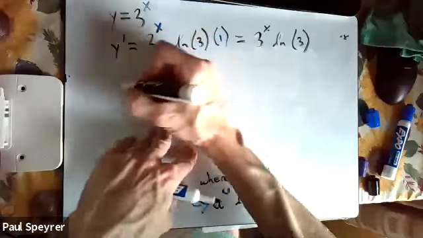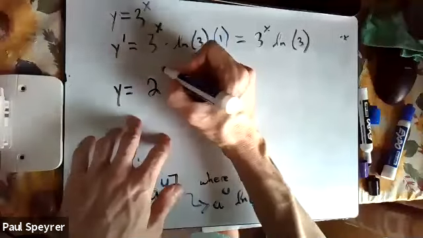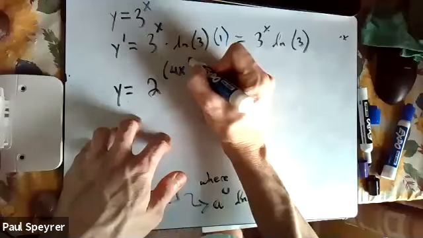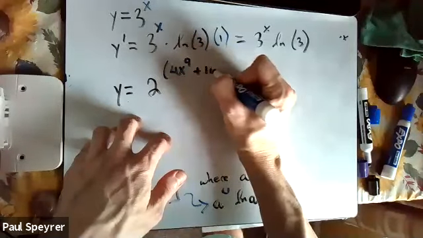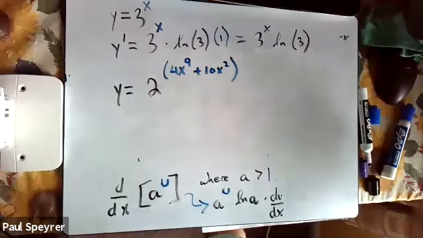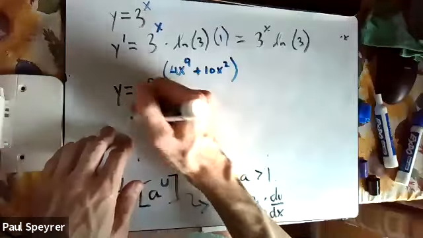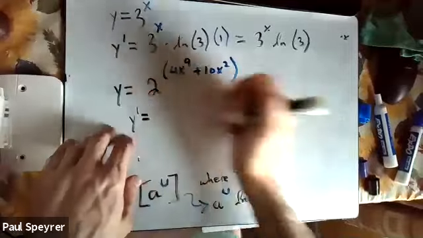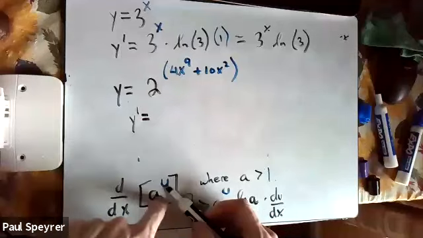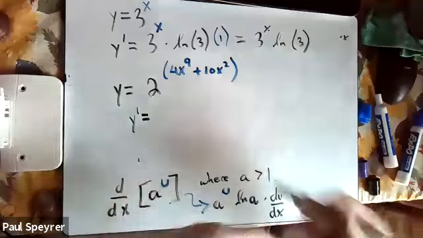Now, what if we had y equals 2 raised to the, and I'll say 4x to the 9th plus 10x squared. Looks crazy, right? But again, it just follows this formula. You don't care what this exponential part is right here. What does the formula for the derivative of the exponential say? It says a to the u, right? The derivative of a to the u is a to the u times ln of a times du dx. Let's do that.